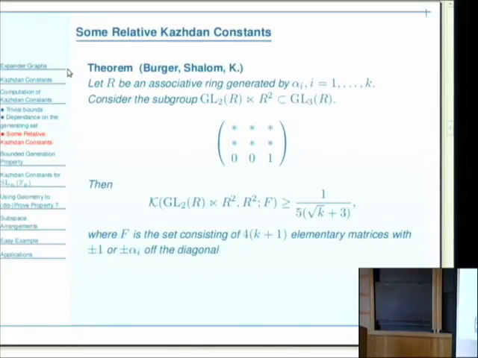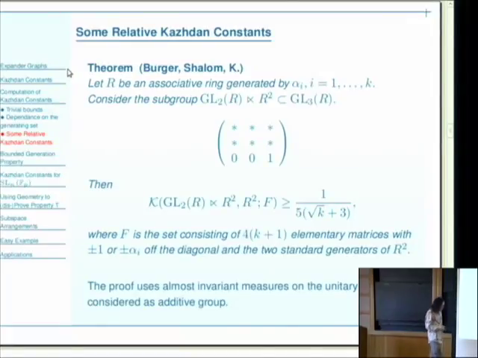They're going to generate this piece R square. They may not generate this whole GL2. Okay, so what? That's not a big deal for me. What is the proof? I'm not going to say anything more about the proof.